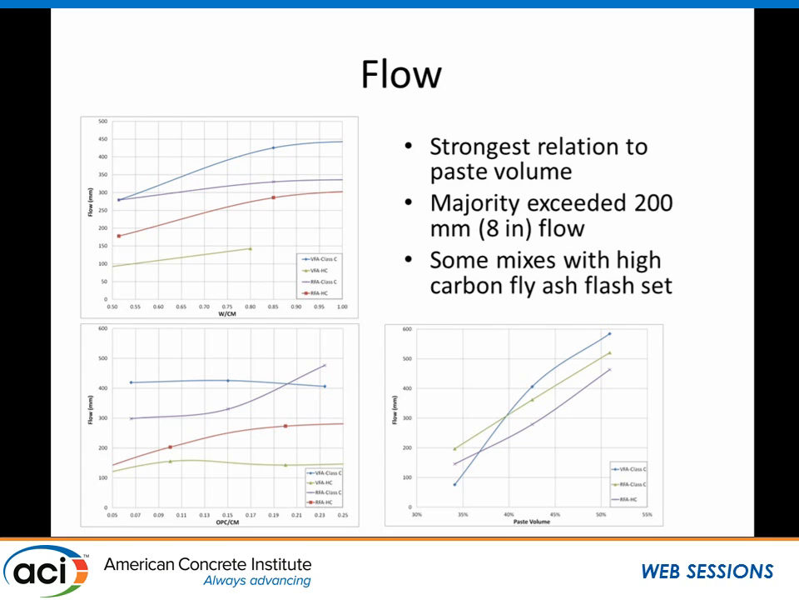And of course, we identified some cases where we had this flash setting kind of problem, indicating that you certainly have to test your specific materials for their chemical compatibility.